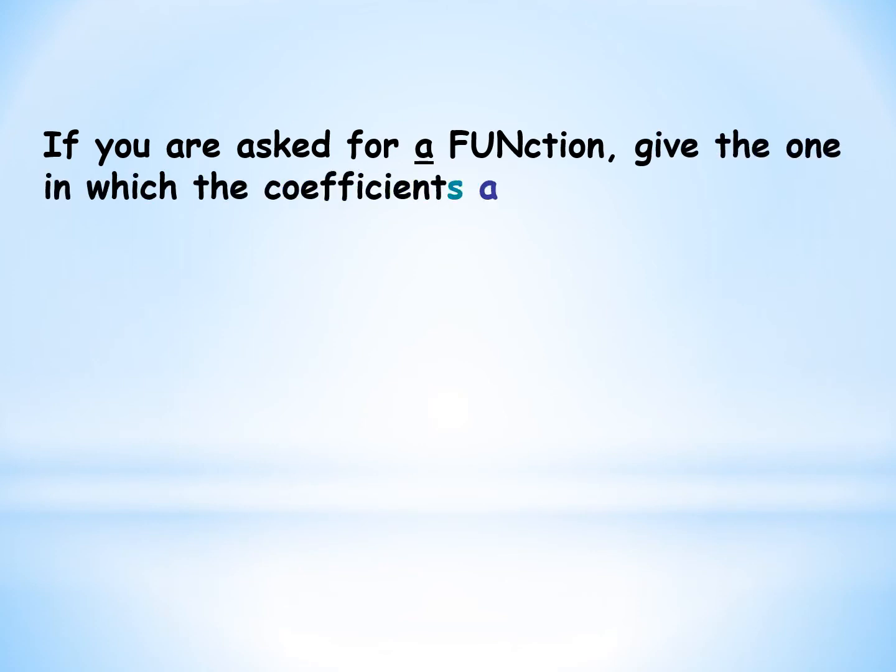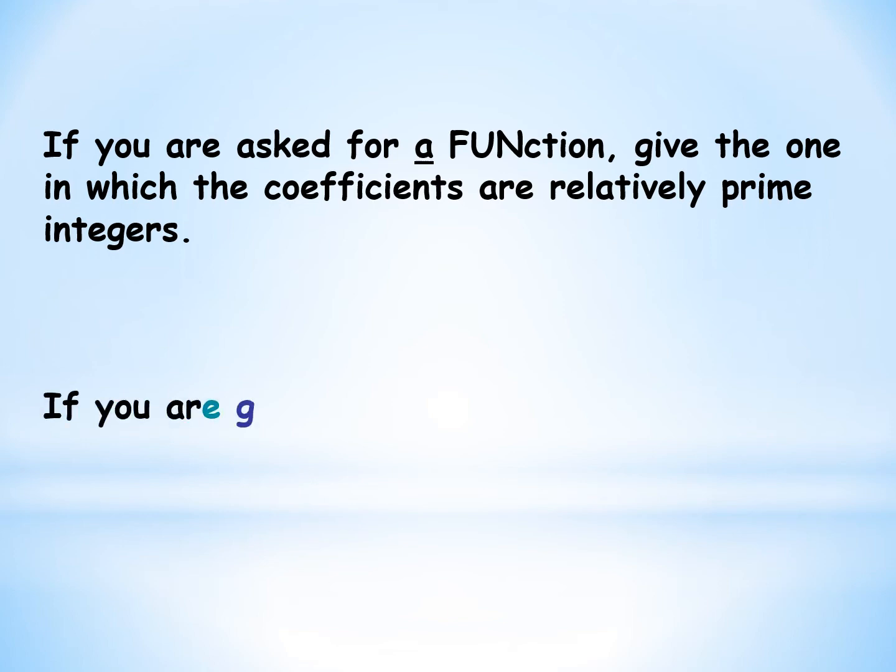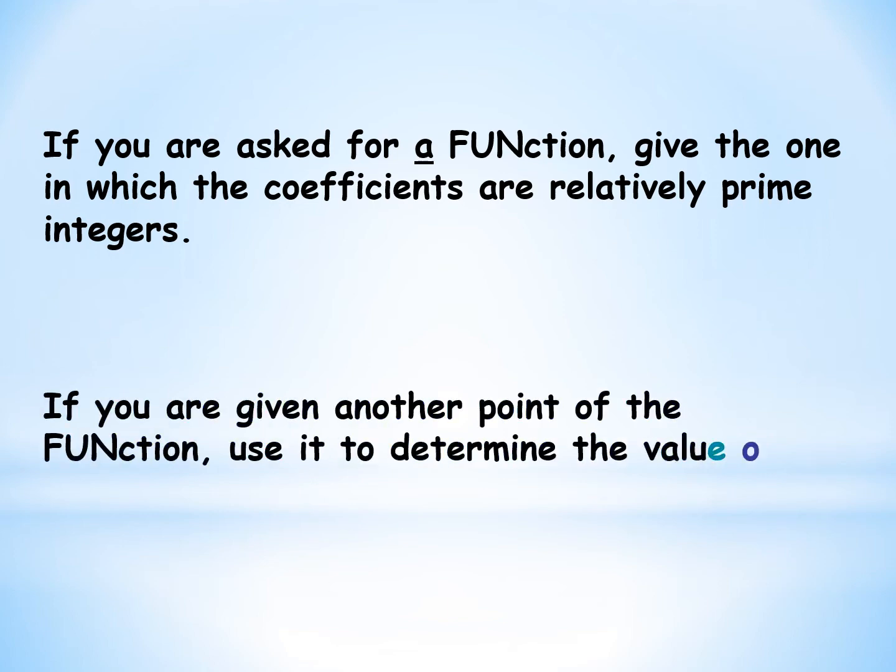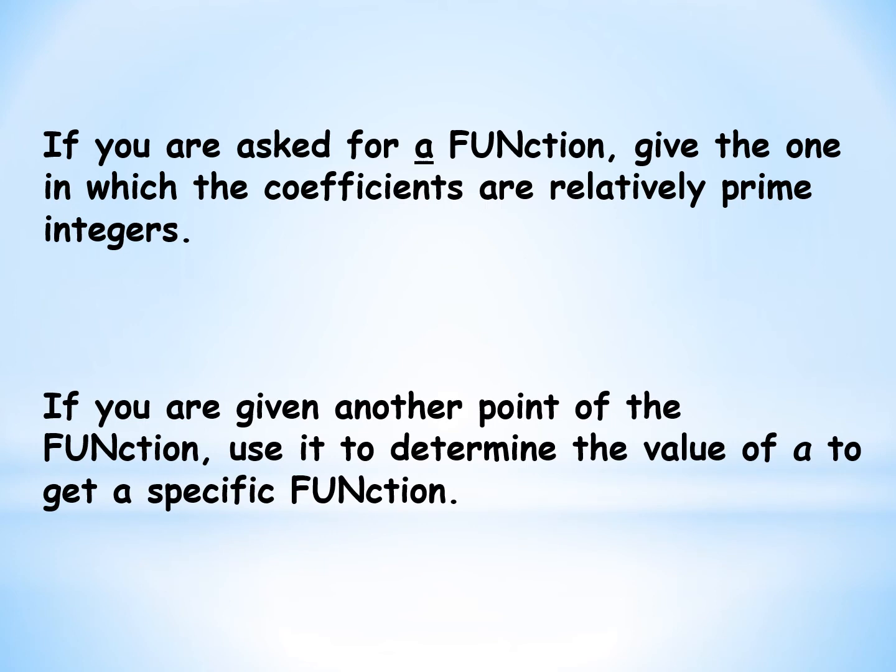So right now we're saying if you're asked for a function, then you're going to give the one in which the coefficients are relatively prime integers, because you can't find the a value without more information. But if you are given another point of that function, then you're going to use it to determine a very specific function, or you're going to use it to find the a value. So that's the two differences. If I give you a point, then you have to find the a value. If I don't give you a point, then you cannot find the a value, and you'll just assume it's 1.